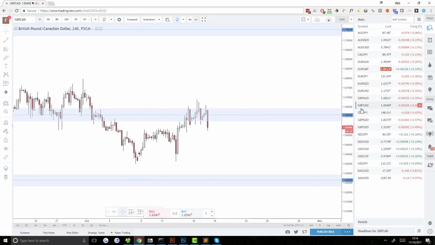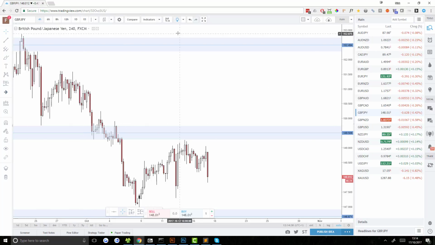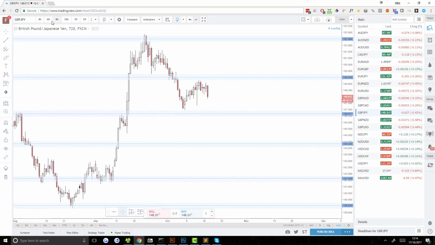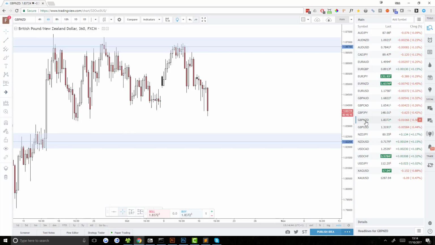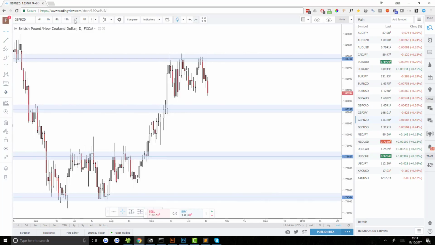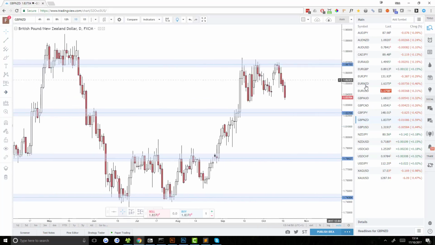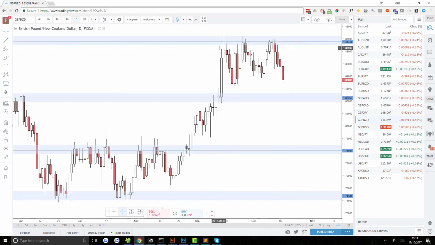GBPCAD doesn't look like anyone's short, so... GBPJPY is just sitting in between support and resistance. We can't do much with that. GBPNZD. Anyone who was short on this, by the way? There were a bunch of you short on this last week, weren't there?